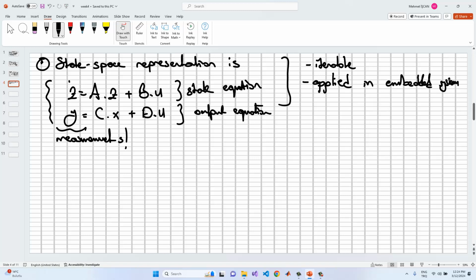Have you heard of the Kalman filter? Kalman filter is utilized to suppress the noises from your measurements. And Kalman filter is based on the state space representation, okay? Because we can take every variable from this domain. Any question? Yes. Thank you. C times Z. Okay?